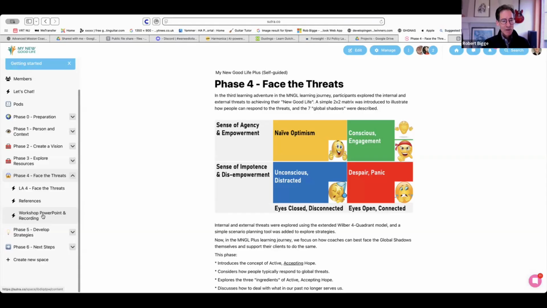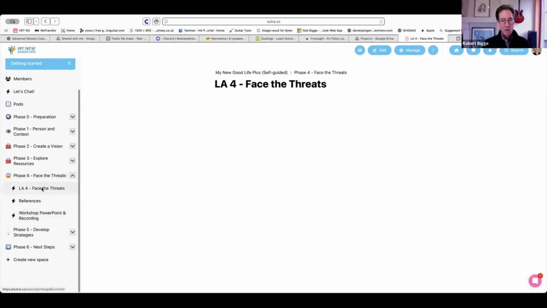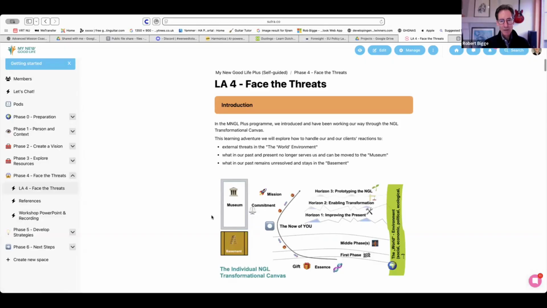So in the Mind Your Good Life program, we did look at the global shadows in quite some detail. What we try to do in this is to look at how I can support people to manage in the face of the global threat. So we don't really go much more into the global threats themselves. This focus is much more on how I can come to live in a more accepting, peaceful relationship with what's going on in the world.